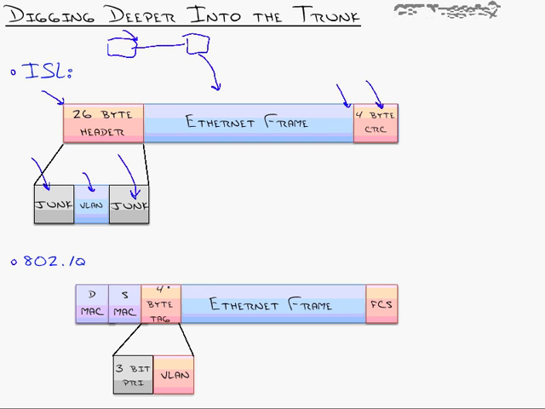Now let's look down here. Oh, so much better. 802.1q just slides in a little 4-byte shim. This is what I was talking about.